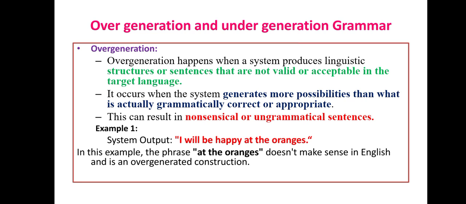So, for example, it consists of non-sensical or non-grammatical sentences. Suppose we take one example: I will be happy at the oranges. So in this particular sentence, "at the oranges" does not make any sense. So that is an over-generated sentence, because of an over-generating grammar.